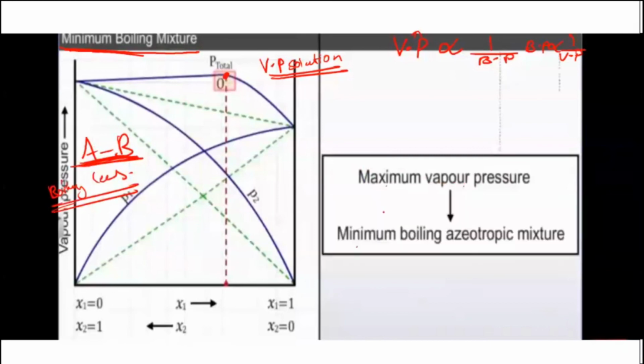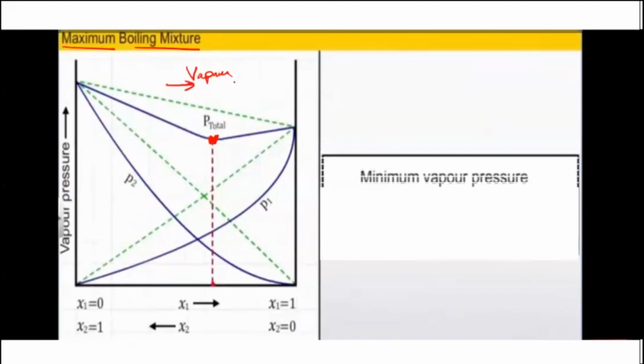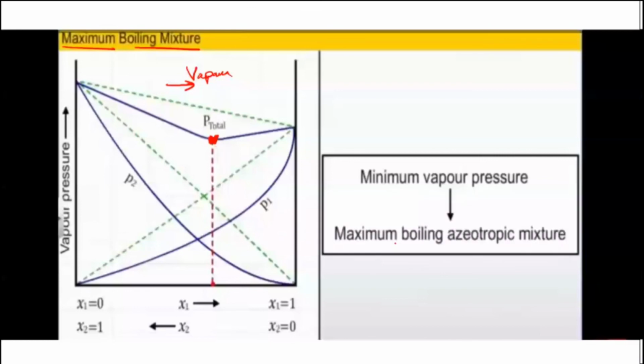The one which shows large positive deviation from Raoult's law. And the other one is the maximum boiling azeotropic mixture. In this case, when the force of attraction between A and B is very large, the amount of vapors formed will be very small. If the vapor formed is very small, the temperature required to convert them will be very high. So when the force of attraction is very large, minimum vapors will be formed, and the temperature required for them to boil will be higher. So they are called maximum boiling azeotropic mixtures.